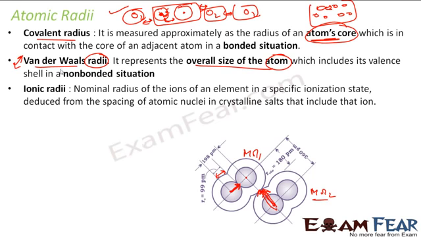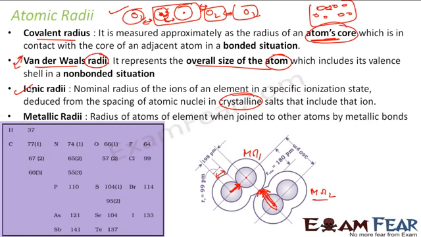There is something called ionic radii also. In the case of ions in the crystalline state, they are separated by some space, and they have coulombic attraction that binds them, and that is the ionic radius, which we'll again discuss more in the next chapter. And then we have something called metallic radius also. When we have metallic bonds, they are held by a metallic radius. We'll discuss all these in the next chapter. For this chapter, just understand that we are concerned only with the covalent radius.